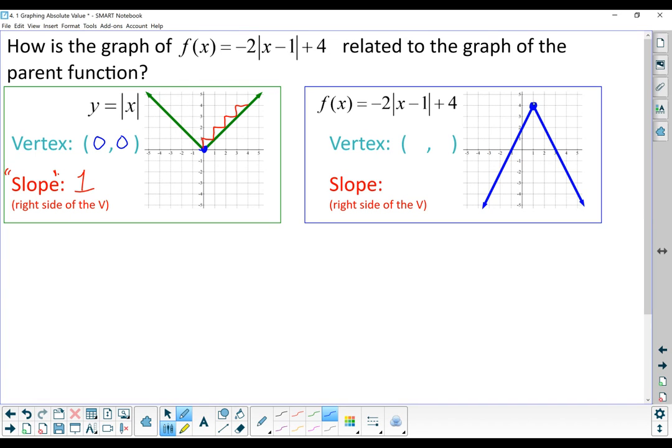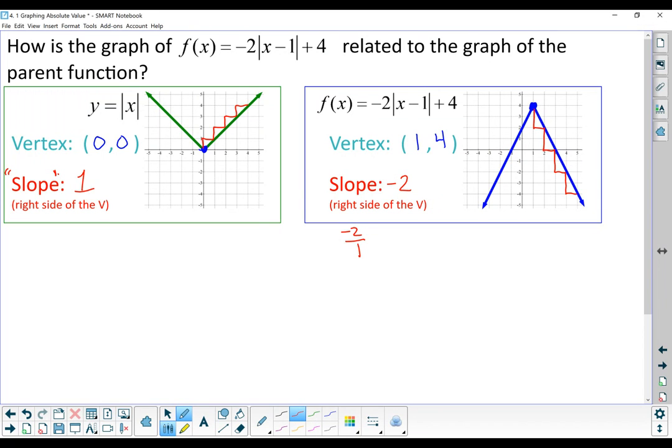For the second graph that we did, if we think about the location of that vertex, it's at the point 1, 4. And if we thought about the slope of this one on the right side, it would go down 2 over 1, down 2 over 1. So our slope would be -2. So that's down 2 over 1, -2.